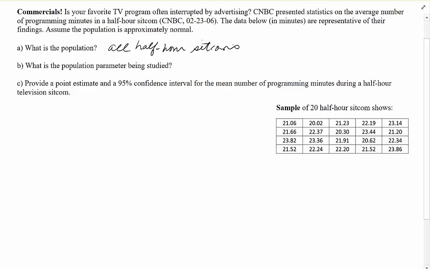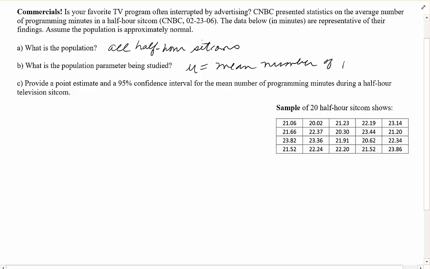So we're studying half-hour sitcoms. What is the population parameter being studied? We are measuring the mean number of programming minutes.